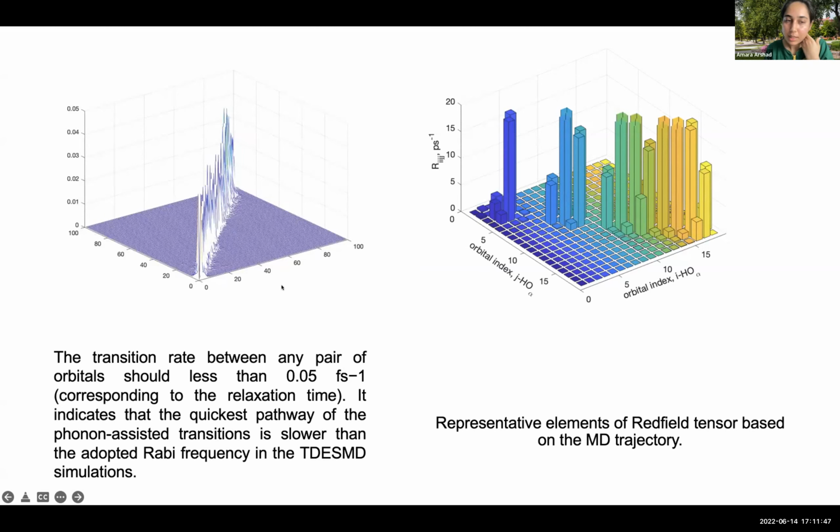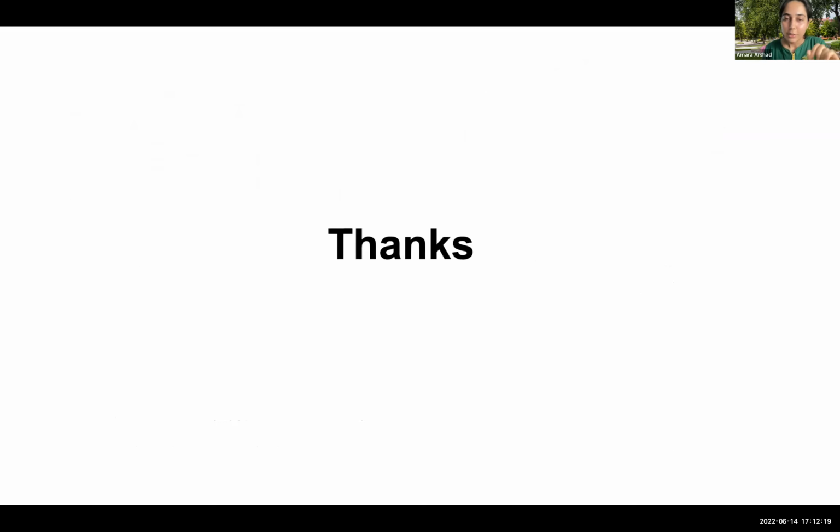The transition rate between any pair of orbitals should be less than 0.05 per femtosecond. If it is less than 0.05 per femtosecond, it indicates that the quickest pathway of the phonon assisted transition is slower than the adopted Rabi frequency in the TDSE-MD simulation. Rabi frequency is the radian frequency of the Rabi cycle of the given atomic transition in any given light field. So that's all from my side. If you have any question, feel free to ask. I appreciate you thinking about it.